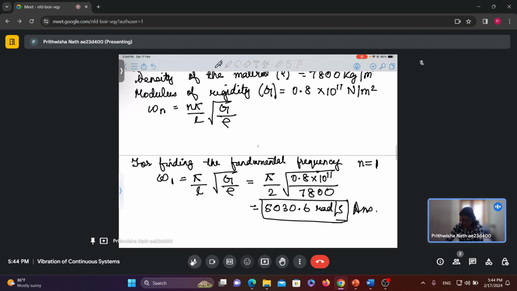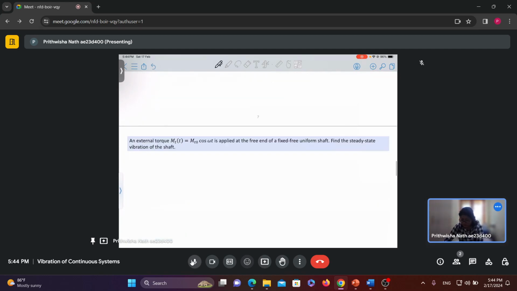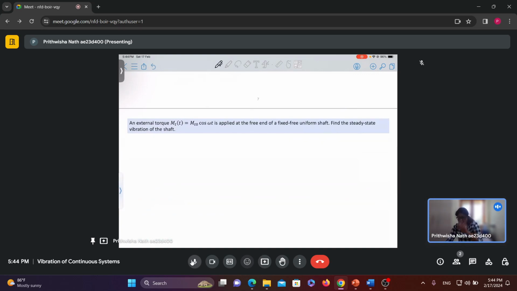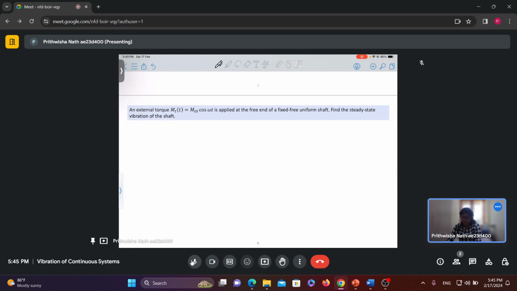Now we'll move on to the next question. It says that an external torque is applied at the free end of a fixed free uniform shaft. Find the steady state vibration of the shaft. Now here we are given an external torque at the free end and we are asked to find out the steady state vibration of the shaft.